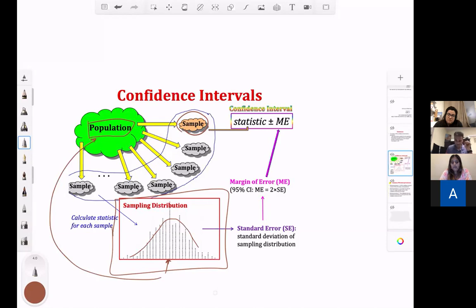There is an error: a statistic plus or minus the margin of error for 95% confidence. The margin of error, this ME, equals 2 times the standard error, or the standard deviation of the sampling distribution. This is SE.